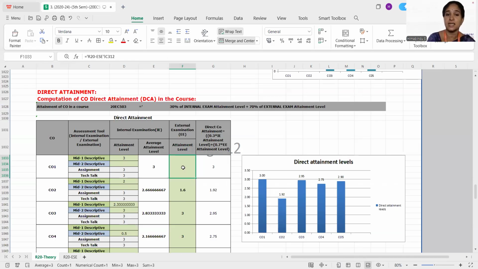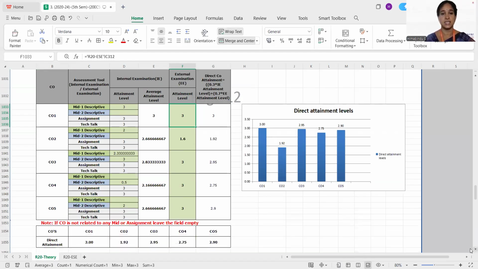Now the overall direct attainment value of each CO is calculated by assigning 30% weightage to the internal assessment and 70% weightage to the end semester examination. Here we calculated the direct CO attainment values.